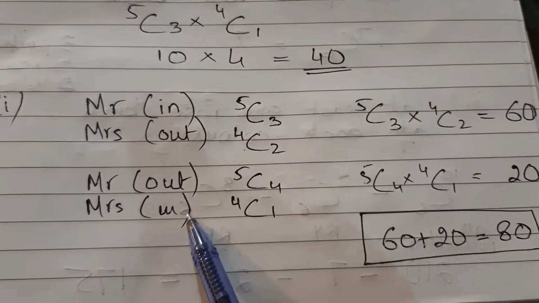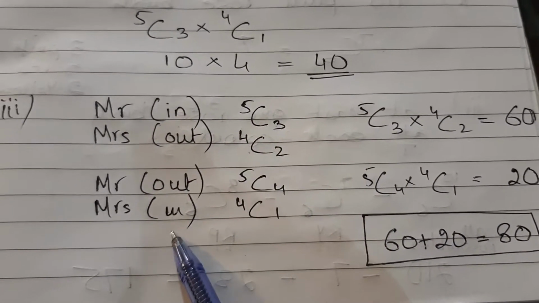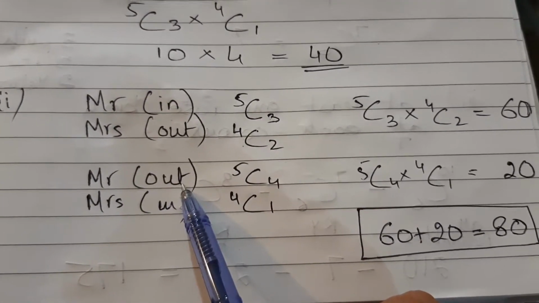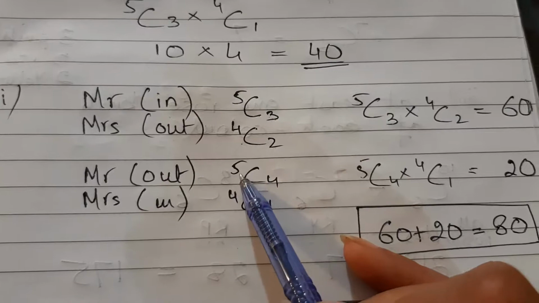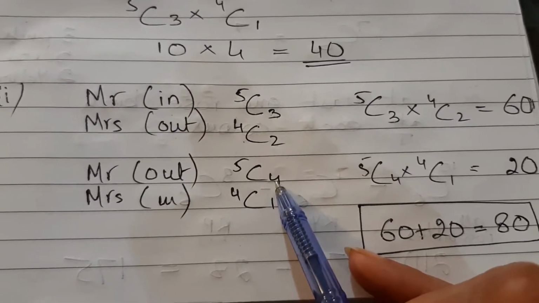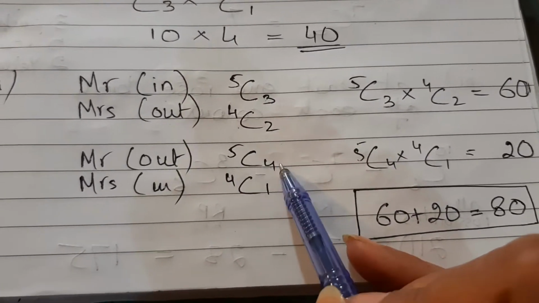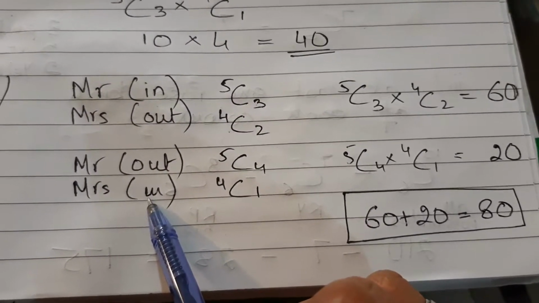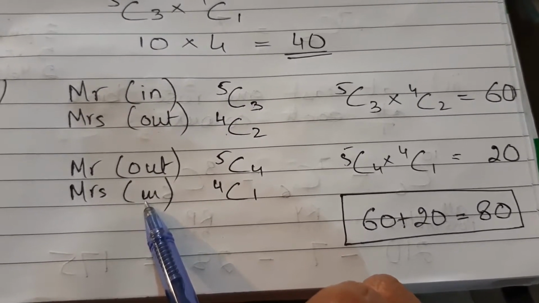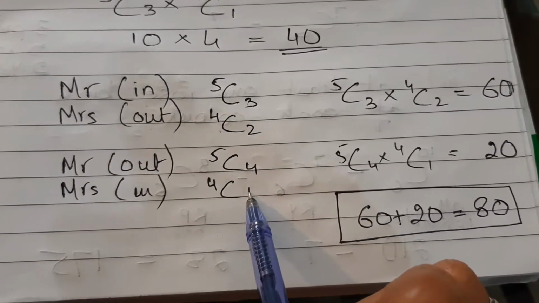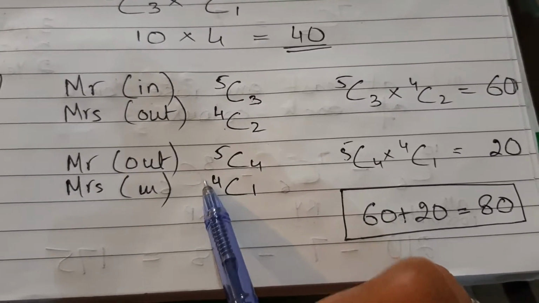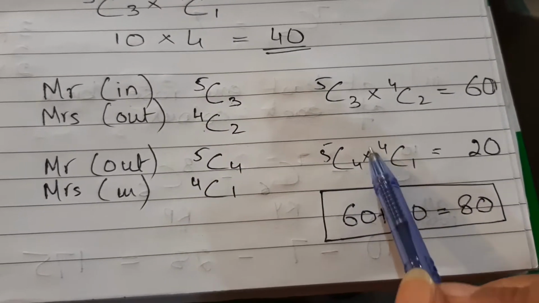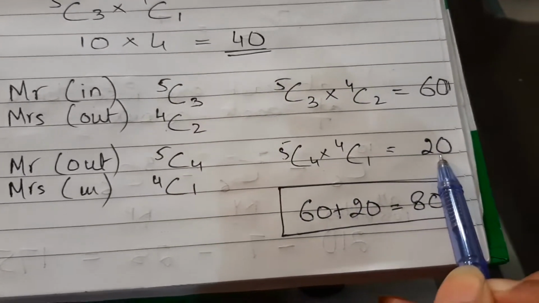Now let's see the cases when Mr. is out and Mrs. is in. Now if Mr. is out, he cannot be in a team. Then from the 5 sons, I will select 4. So it is 5C4. When Mrs. is in and I needed only 2 female, so now I have to select only 1 more female from 4 daughters. So 4C1. So 5C4 into 4C1 is equals to 20.